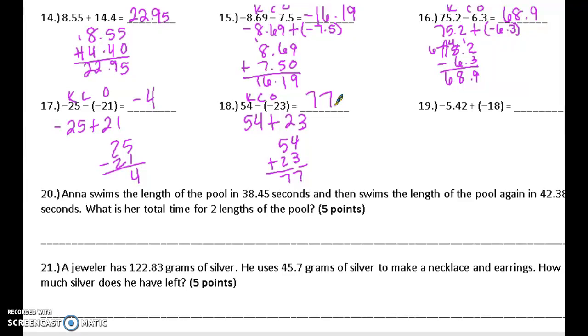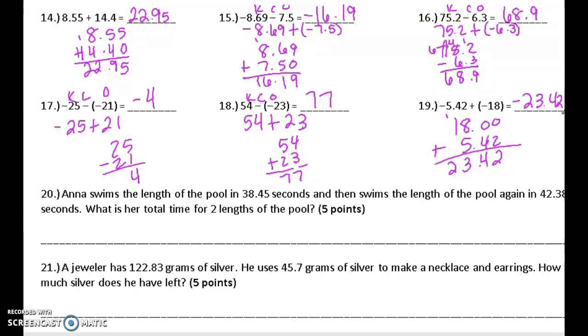Number 19. It's an addition problem. My signs are the same, so I'm adding them. 18 plus 5.42. Line up your decimals and fill in any empty places with 0. 0 plus 2 is 2. 0 plus 4 is 4. 8 plus 5 is 13. And 1 plus 1 is 2. Both numbers are negative, so my answer is negative 23 and 42 hundredths.